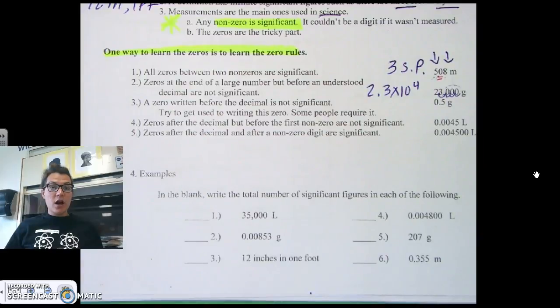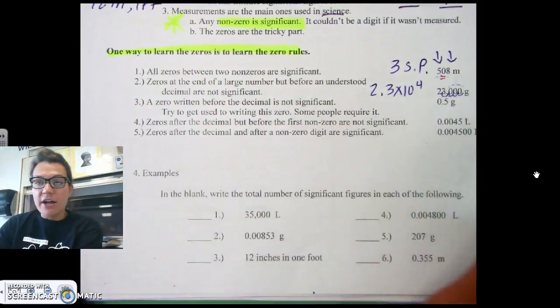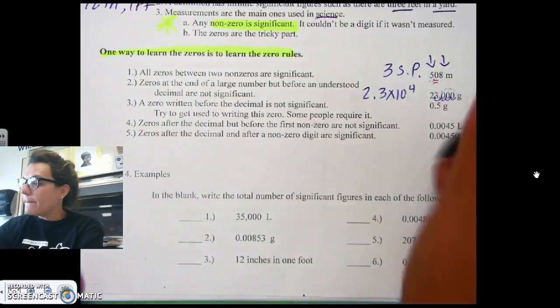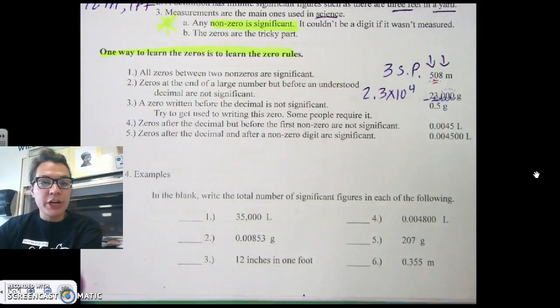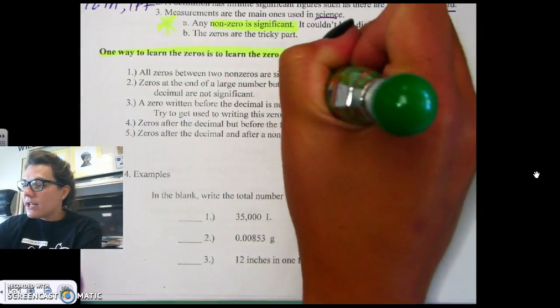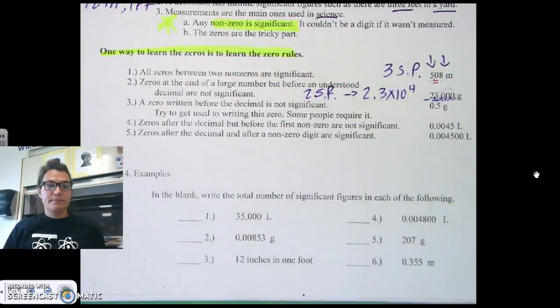Do you see any zeros? Do they mean anything? No. So since those zeros got dropped off when I turned it into scientific notation, that means that this 2 and that 3 are the only things that are significant. So this value right here has 2 significant figures. Okay, that's the second zero rule.